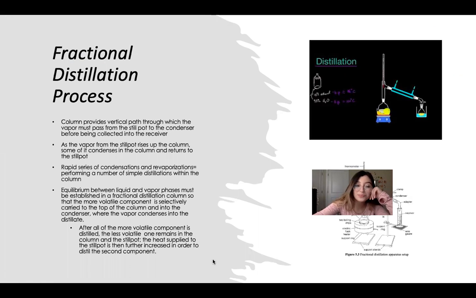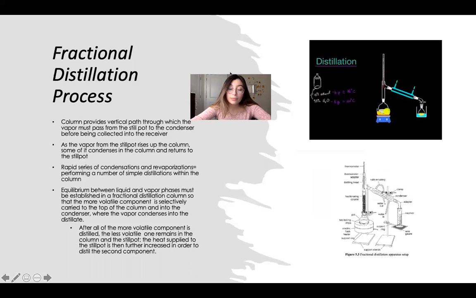Our column provides a vertical path through which the vapor must pass from the still pot to the condenser before being collected into the receiver right here. As the vapor from the still pot rises up the column, some of it condenses in the column and returns to the still pot. This is basically just a rapid series of condensations and revaporizations, and these are the same thing as doing a bunch of simple distillations at the same time.